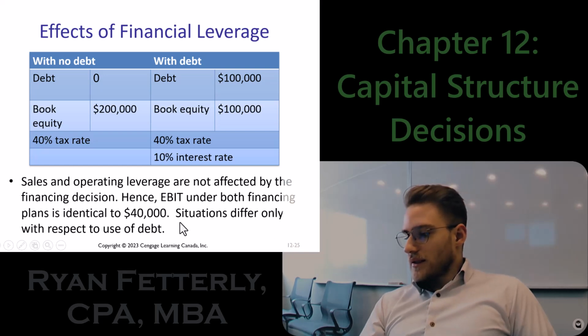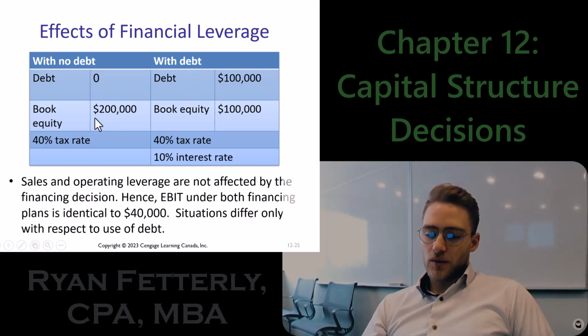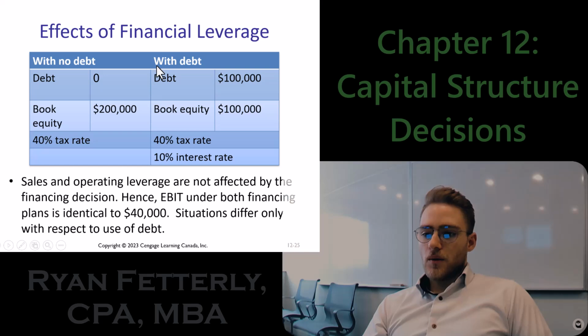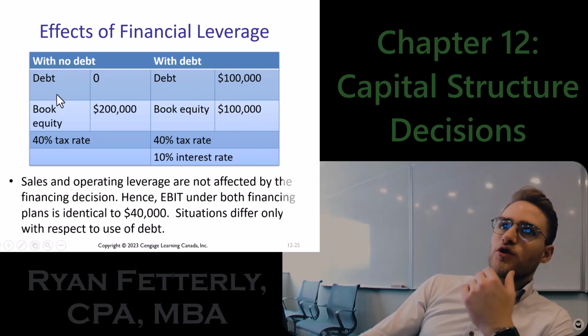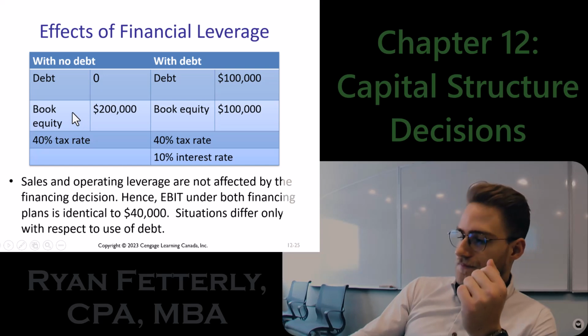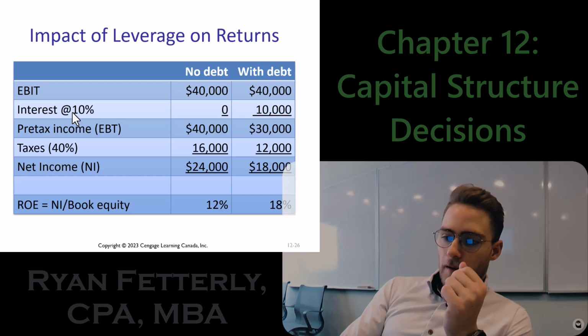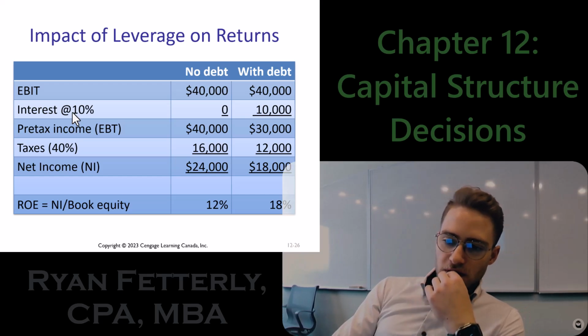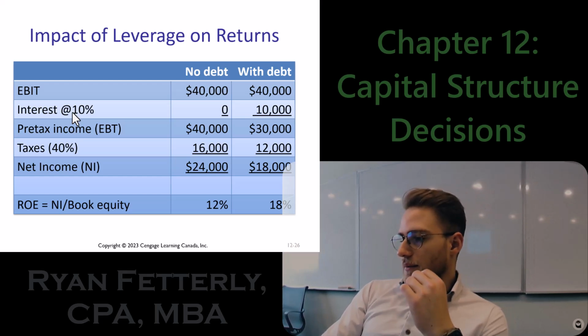So this is the effects of financial leverage, right? This is a company with no debt, and then this is a company with debt. So this would be, say, 200,000 equity financing, no debt financing. Whereas company B over here has a book equity of 100,000 and debt of 100,000. So we have a 50-50 split versus a 100% shift to equity. What we see over here is basically no debt versus with debt, and then the calculation of our net income and book equity.